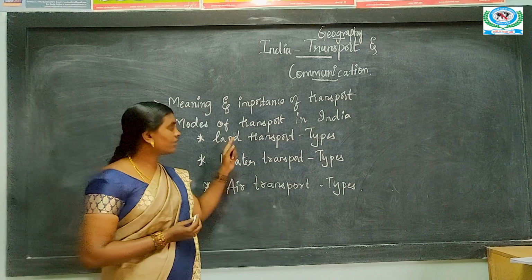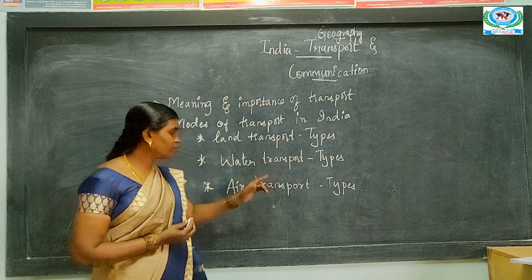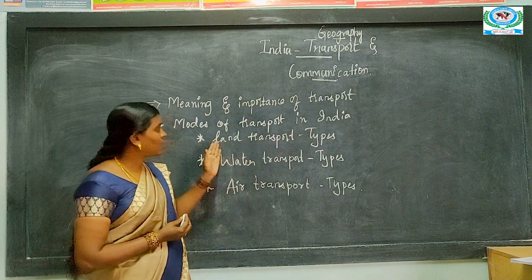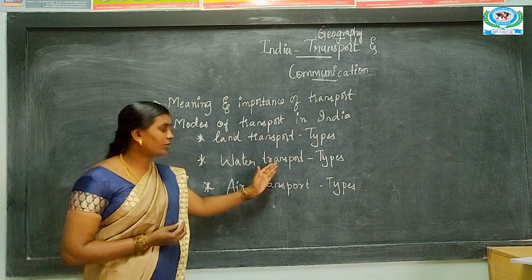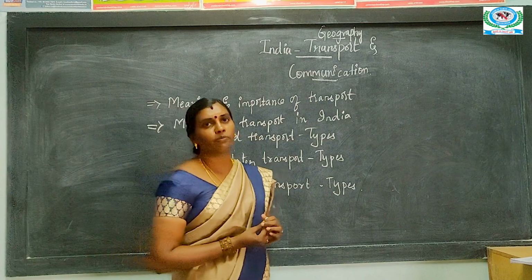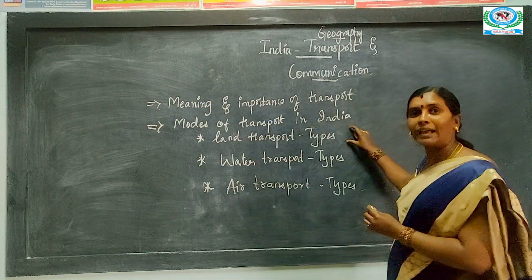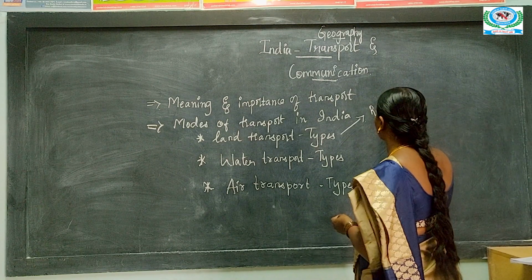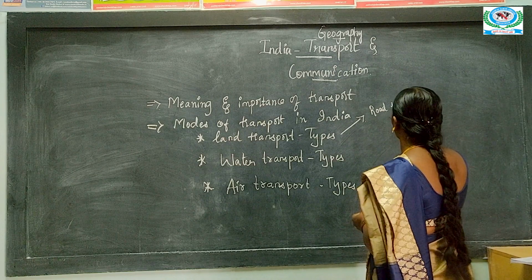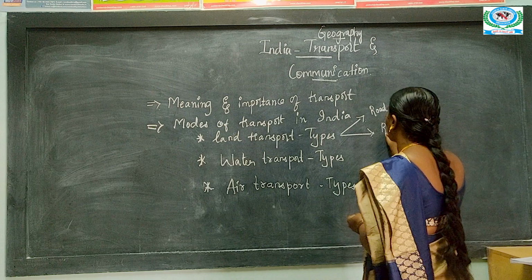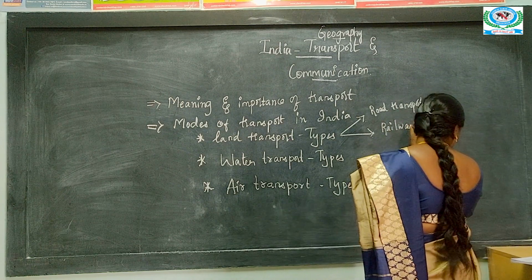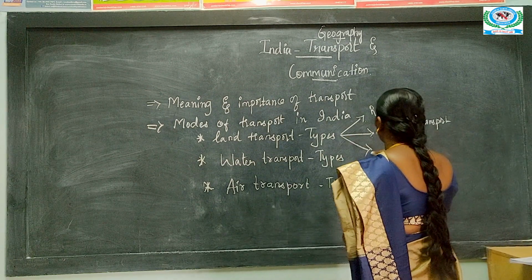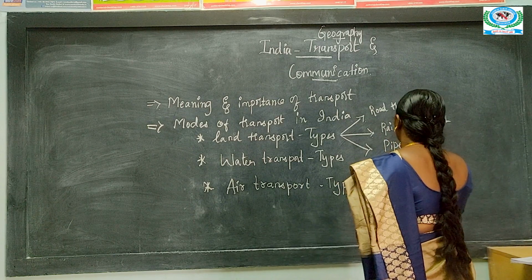One is called land transport. The second is called water transport, and the third one is called air transport. So the three modes of transport in India are land transport, water transport, and air transport. Again, in land transport, we have three types. One is called road transport. The second is called railway transport. And the third is called pipeline transport.